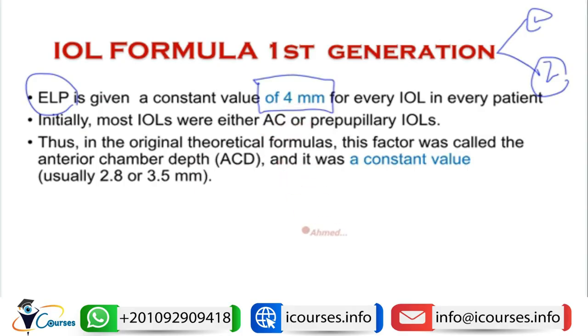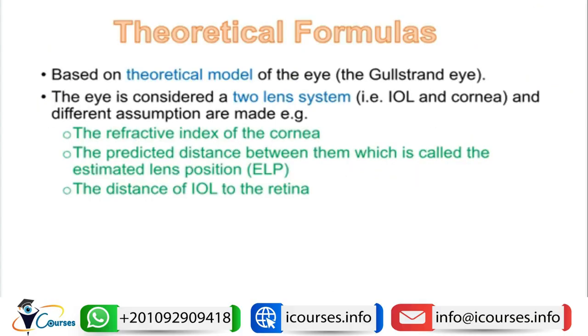And in the theoretical formulas, this was called the anterior chamber depth. So the anterior chamber depth was the same as the effective lens position, which was a constant value. And hence the inaccuracy of this formula, because as you all know, anterior chamber depth is not the same in all patients or in all individuals. So this formula proposed that it is fixed, and so it will not be an accurate formula.